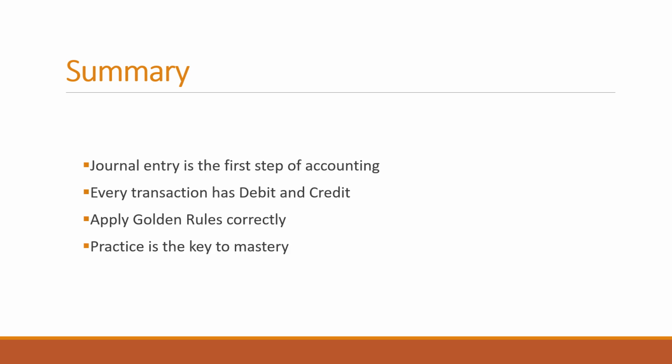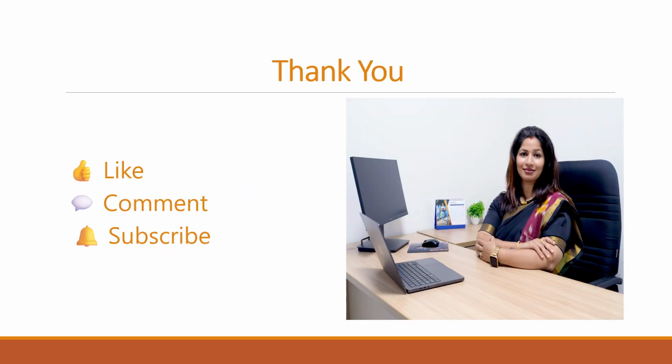So let's quickly revise whatever you have learned. Journal entry is the first step of accounting. Every transaction has debit and credit. Golden rules help us to decide whether it is correct. And practice is the key to mastery, so practice daily. That is the secret.